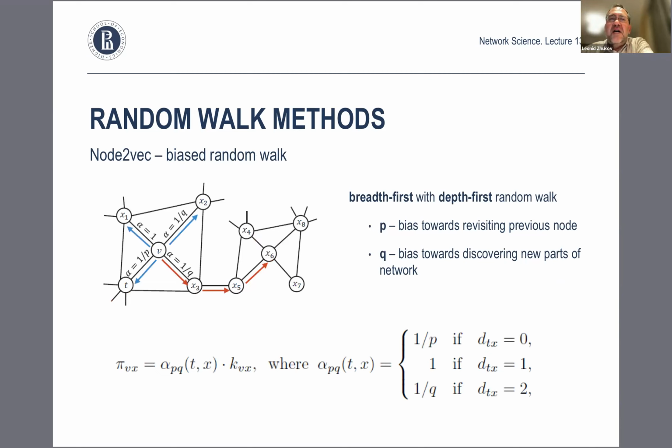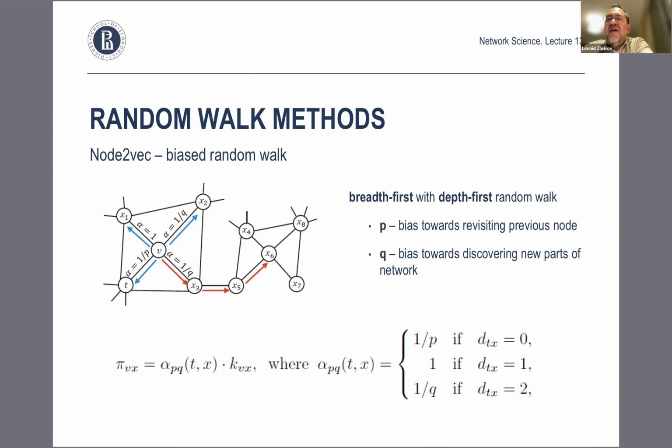Now, of course, this is a general concept. There are many algorithms created based on this concept. One of them is called node2vec, which is a biased random walk. So it's a random walk with somewhat more controllable properties. And the idea is that when we do a random walk, we might want to combine two properties from this walk.